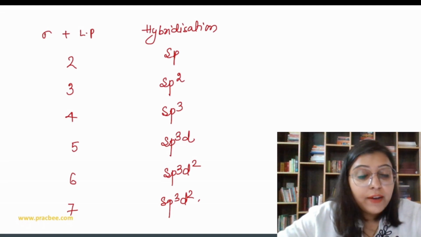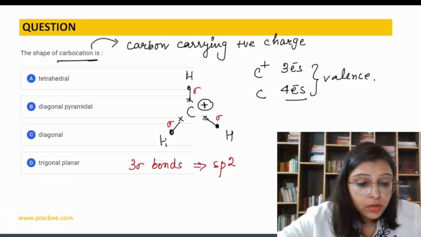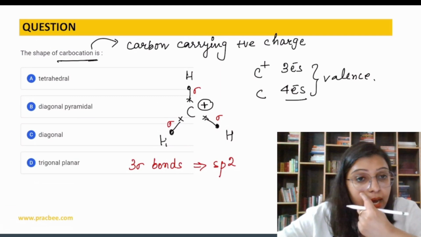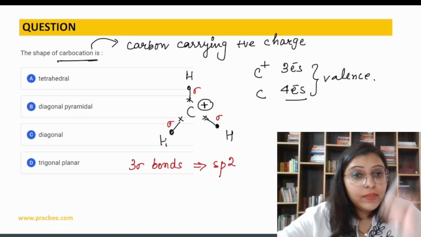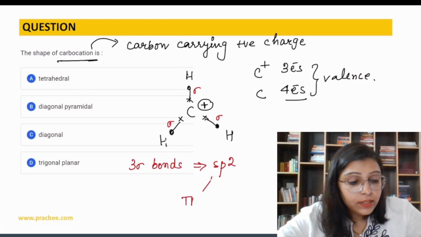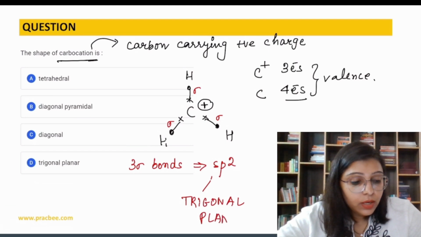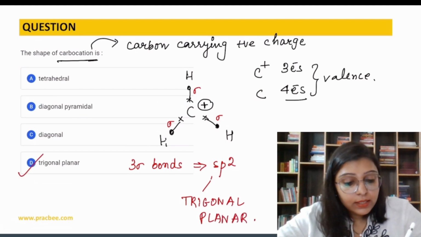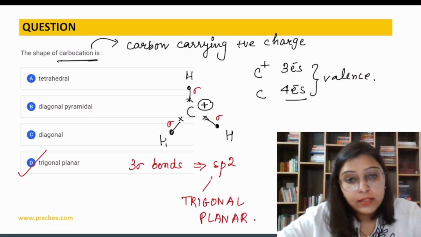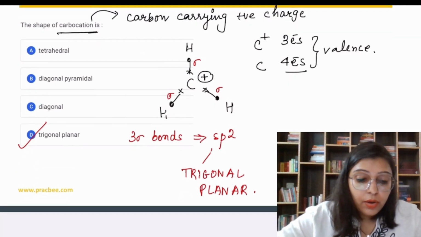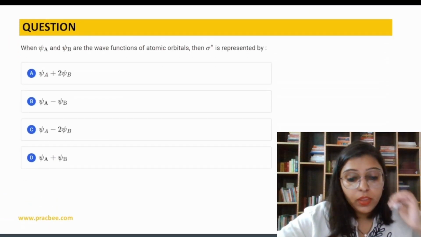So in this structure, we have to calculate the number of sigma bonds. So here we have 3 sigma bonds, so sp2 hybridized. And what is the geometry associated with sp2 hybridized? That is trigonal planar. So answer D is the correct answer. Okay. Now let's do the next question.